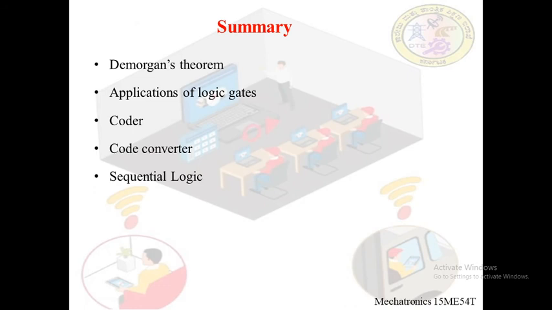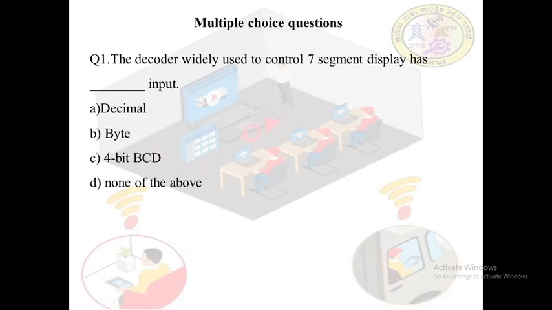So in today's class, in order to summarize our discussion, we have studied De Morgan's theorem. We had two De Morgan's theorems, first theorem and second theorem. We have seen both of them. We had seen application of logic gates, we had seen coder, decoder, code converter, etc. And finally we saw the sequential logic system, which is combinational logic with memory. So with this understanding, we'll move on to a few multiple choice questions.